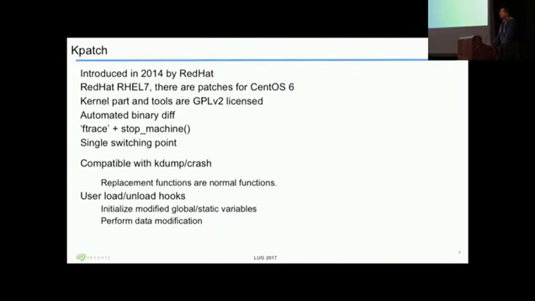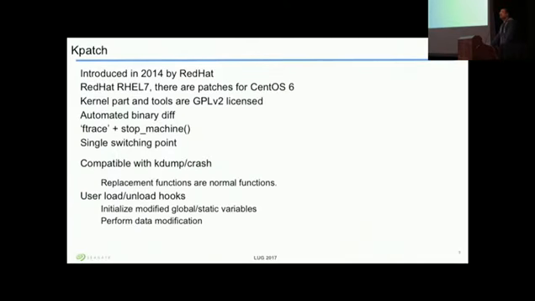Kpatch technology was introduced by Red Hat in 2014. Essentially, it is a technology that lets you patch the running kernel immediately. It is licensed under GPL v2. What Kpatch basically does is use an existing kernel feature for tracing, called ftrace. When you build with ftrace, the compiler builds a no-op at the start of each function, which ftrace uses to hook on to tracing.